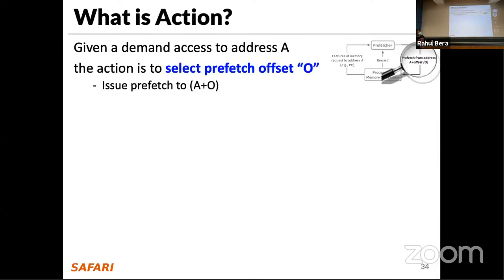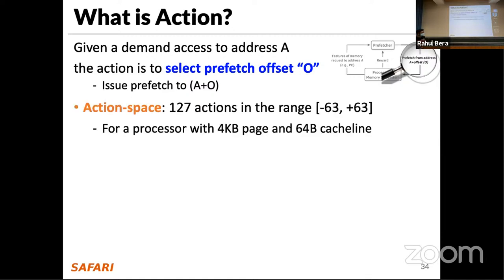Okay, now let's go to the action definition. What do we mean by action? Action is defined as follows. Given a demand access to address A, the action is defined as a selection of prefetch offset O. If the agent is selecting an offset O, it basically says that you want to issue a prefetch request to A plus O. Now consider a processor operating with a 4 KB physical page and 64 byte cache line. It essentially says that you have 64 cache lines in a page.